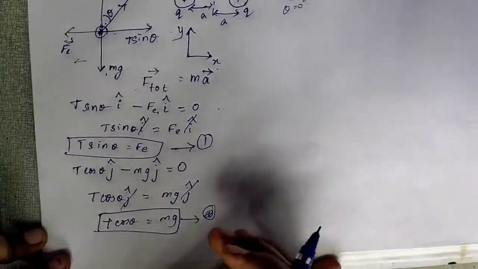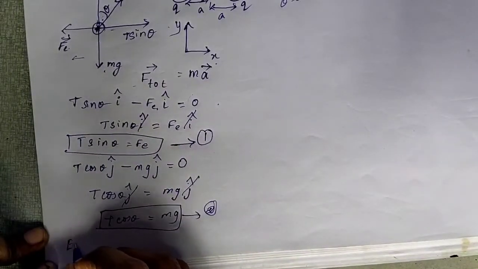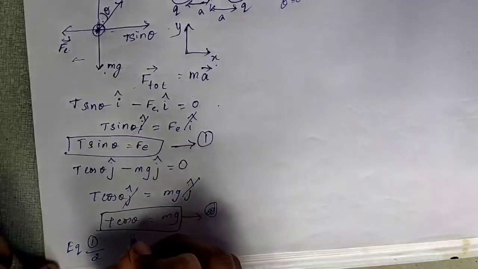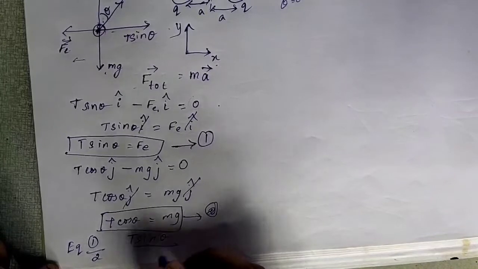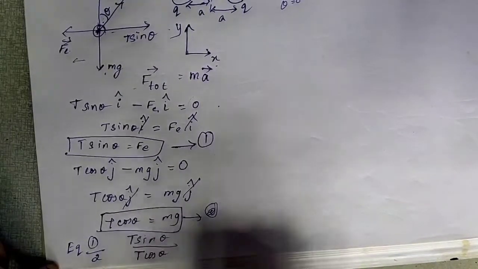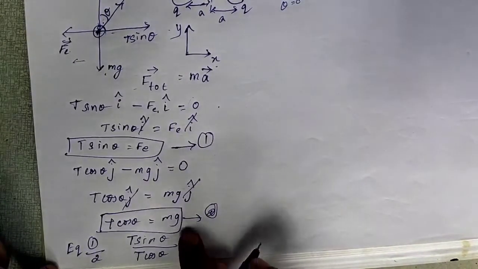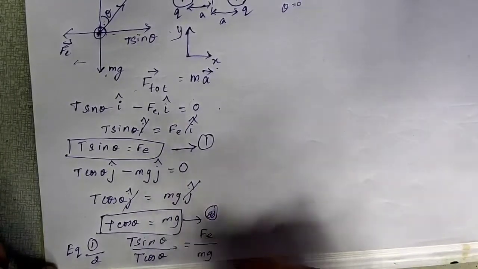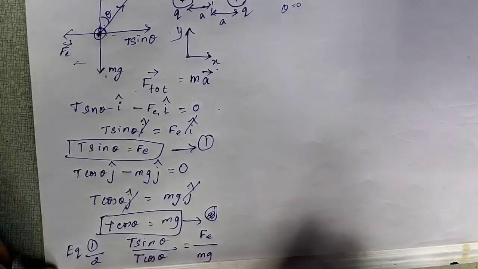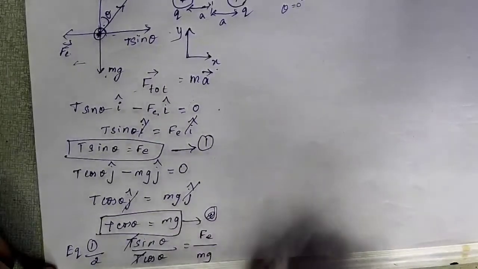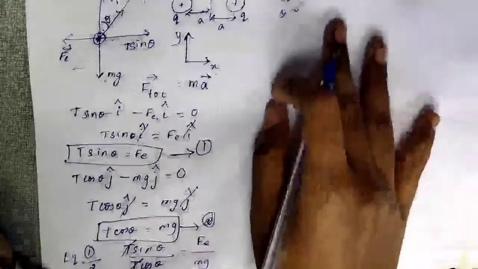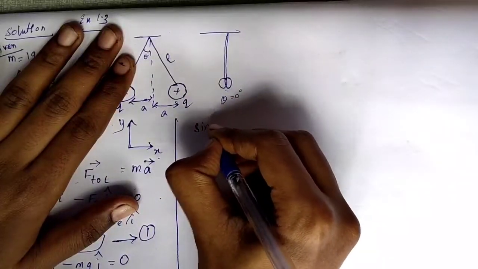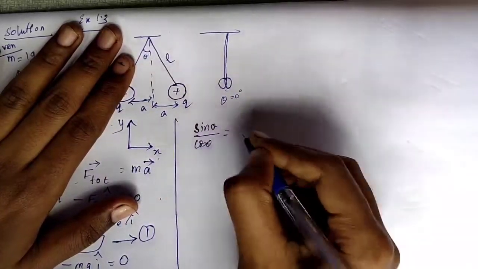Next, I am going to divide equation 1 by 2. What do I get? T sin theta divided by T cos theta is equal to Fe by mg. T getting cancelled. Sin theta by cos theta is known as tan theta.